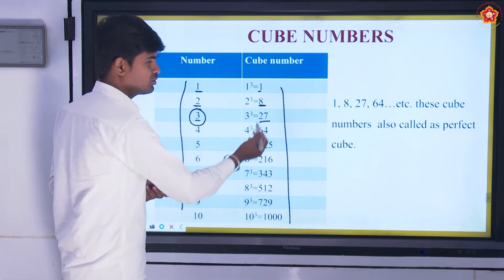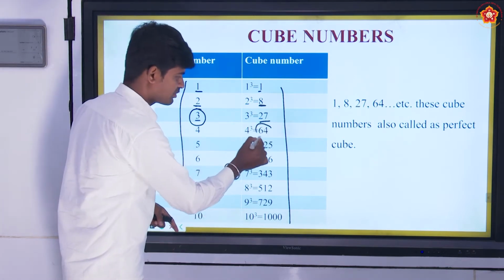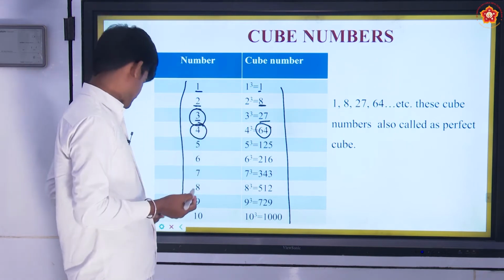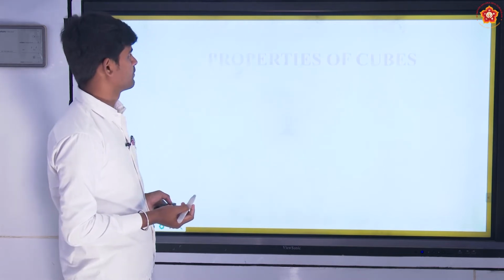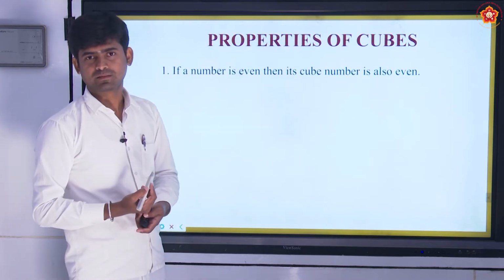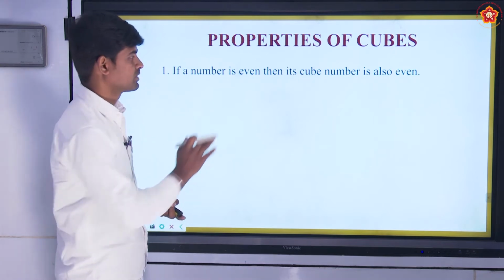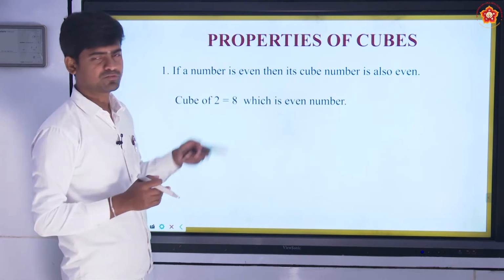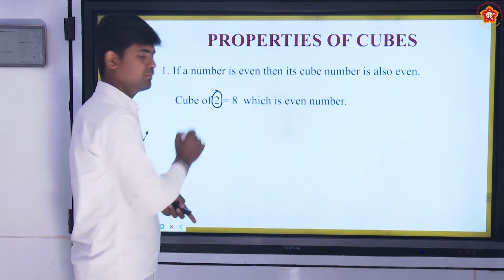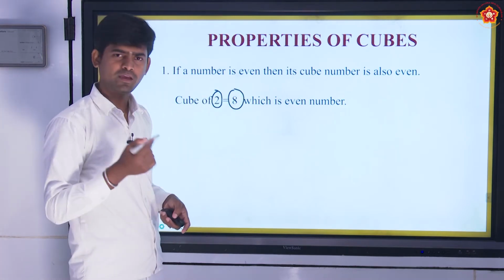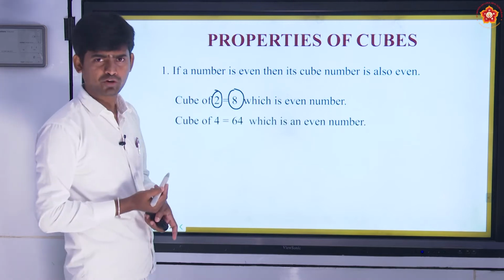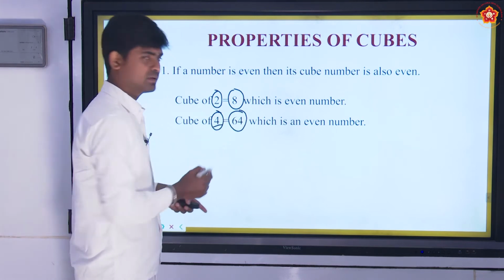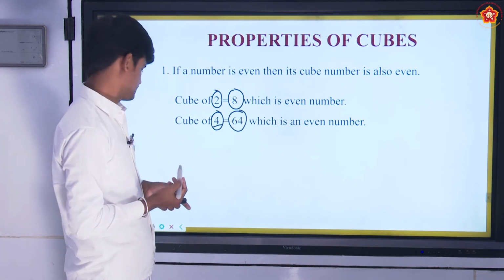Next, 4. 4 into 4 into 4 is 64. 64 is an even number. 4 is an even number. Is it right? If the given number is even, then its cube number is also even. See, cube of 2 is 8. 2 is an even number, and 8 is also an even number. Next, cube of 4 is 64, which is also an even number.